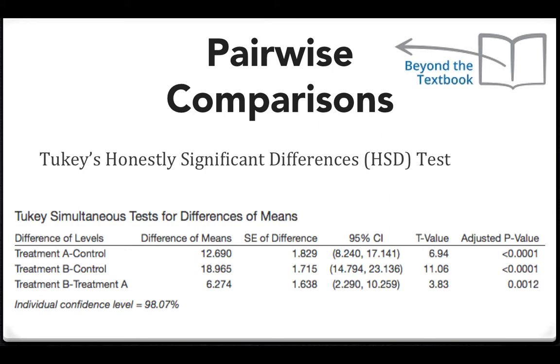This is the second table that you'll get. This is actually the one that I prefer to use. It computes the t-test statistic for every possible pair and gives you an adjusted p-value. So these p-values are adjusted to take into account that there are 3 pairs that are being compared simultaneously. This prevents having an inflated alpha level overall.